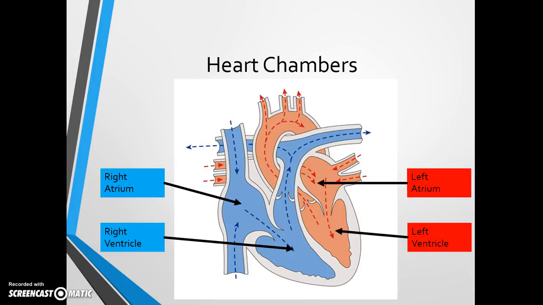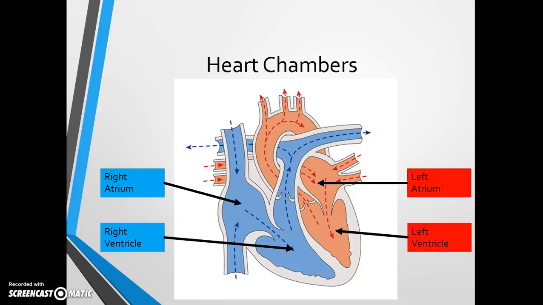Now the role of the right atrium is to collect the blood from the body. Once it's collected the blood, it will contract and send the blood down into the right ventricle. The job of the ventricles is to pump blood out of the heart. So the right ventricle will contract and pump that blood up to the lungs to get oxygenated.